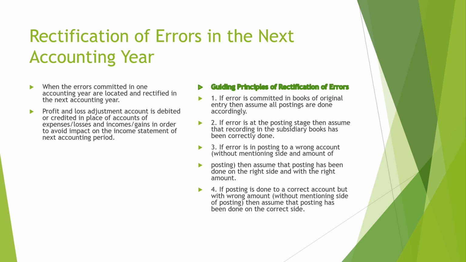Guiding principles here are very, very important in case of rectification of error. If error is committed in books of original entry, then assume all postings are done accordingly. If error is at the posting stage, then assume that recording in subsidiary books has been correctly done. If error is in posting to a wrong account without mentioning side of amount posting, then assume that posting has been done on the right side and with the right amount. If posting is done to a correct account but with wrong amount without mentioning side of posting, then assume that posting has been done on the correct side.